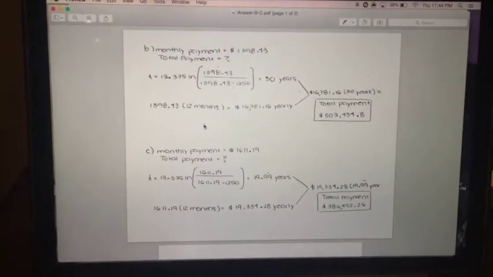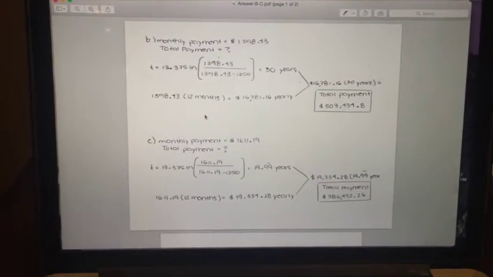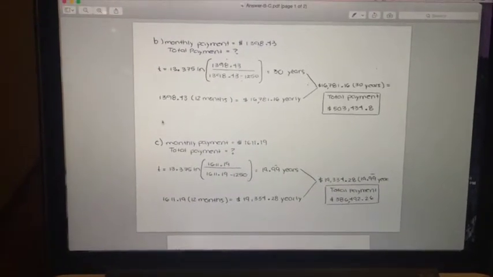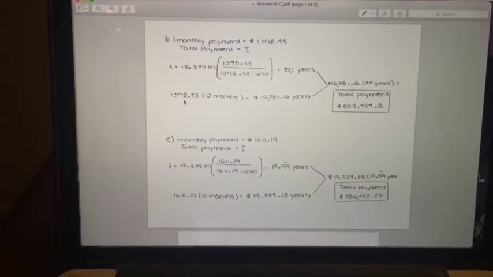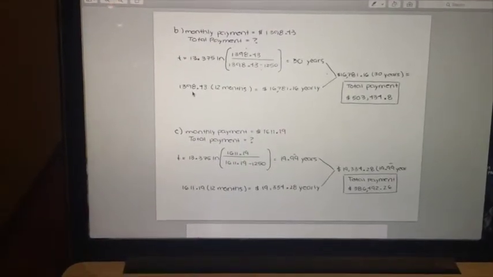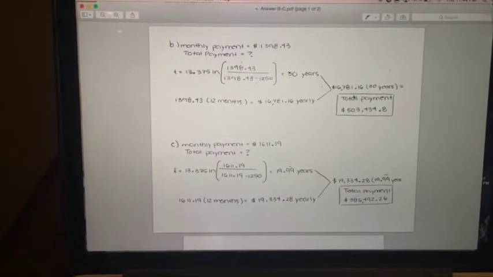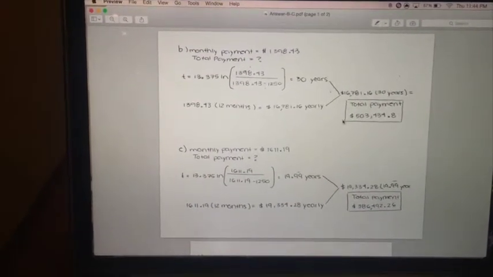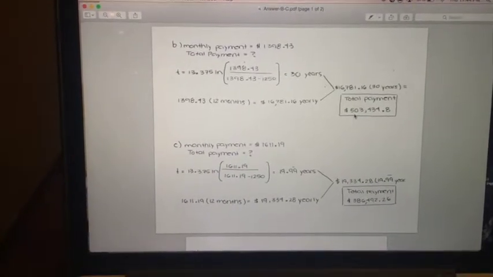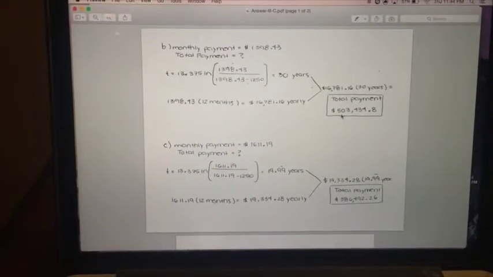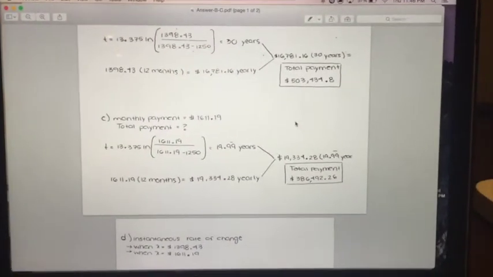In problem B, we were given a certain amount of money that was going to be paid monthly. Once we plug in this amount into our equation, it would give us the amount of years of how many times you need to pay this to have the total payment, and it's 30 years. And this same amount, we multiply it times 12, which is the number of months in a year, and it would give us the yearly amount. Once we have the yearly amount, we just multiply it times 30 years, and it will give us the total amount, which is 503,434.8.